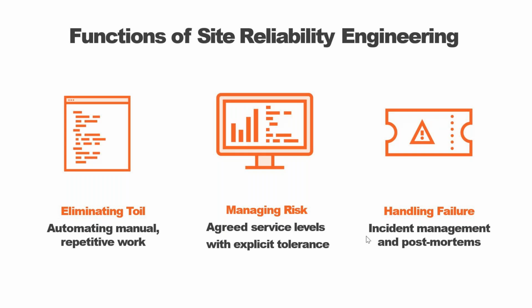Now, when I talk about managing risk, here I'm talking about the three S's: SLI, SLO, and SLA. So agreed service levels with explicit tolerance. That's the second important function for the SRE team. And then the last one, handling failures. That means incident management and postmortems. Because you are working in production, some failures will happen, and you need to know how you are going to handle them. So these are the functions of SRE.